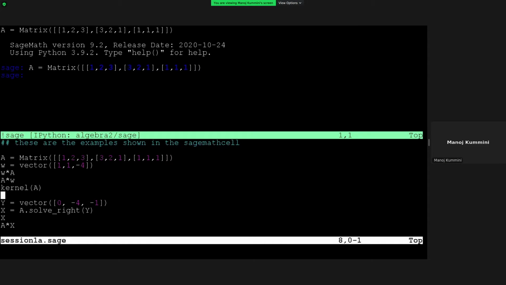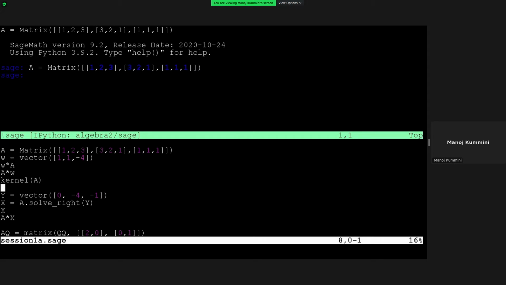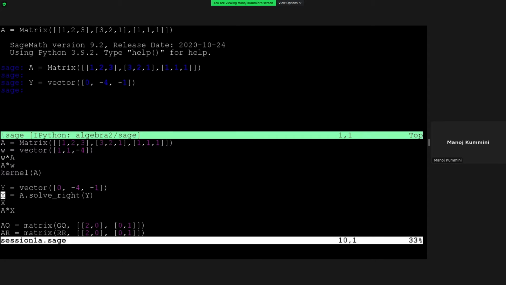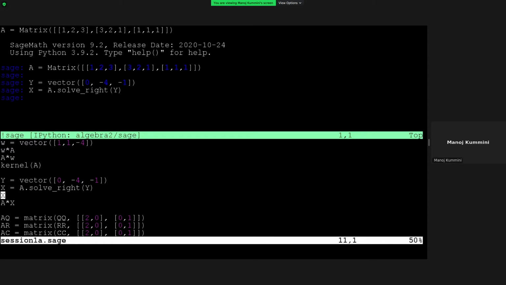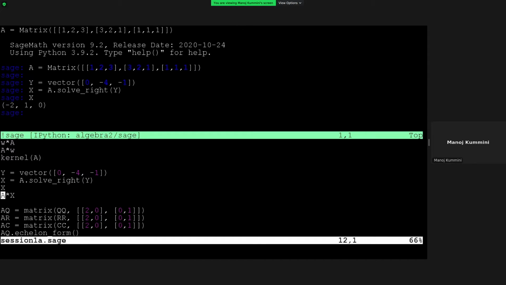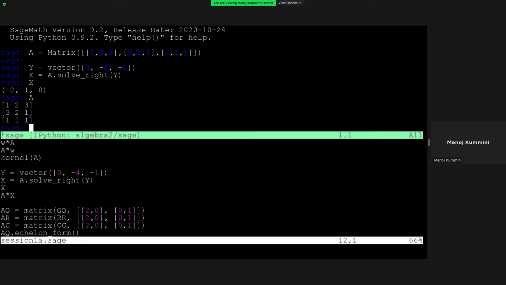Yeah, so what was the question? A was defined. The question is, what is solve right? I define this vector y, then I ask it to solve right, so I get something x, which I print. From my text editor I am just sending it to Sage, so I don't need to write print. Within Sage, I can just type A and it'll print A. So this is an interactive Sage terminal.